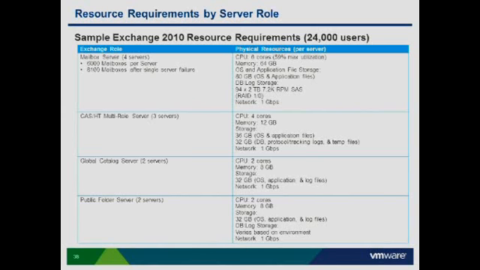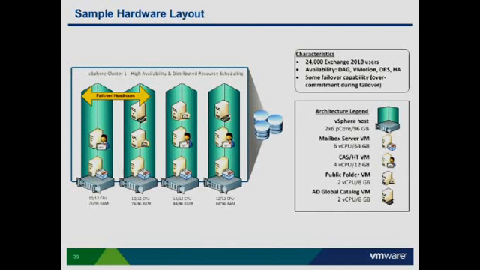What I did here was I took a reference architecture for 24,000 users, I broke it out into what I required at the virtual machine level. I threw in some public folder servers, some hub and CAS servers, and domain controllers, and ran it through the calculator, looked at what I needed as far as virtual CPU and memory, and then laid it out logically.